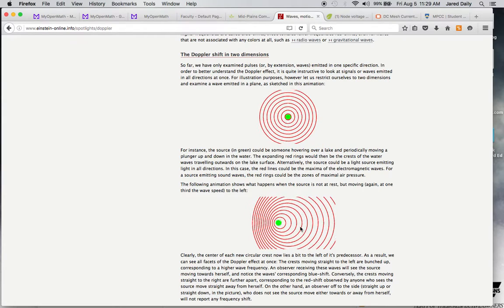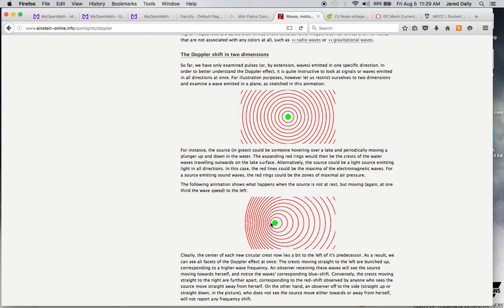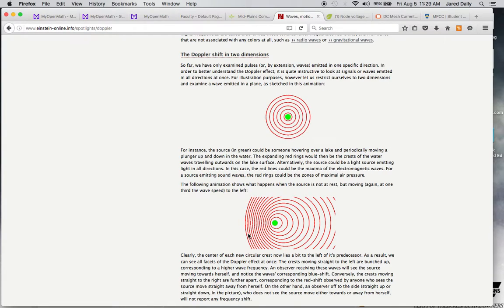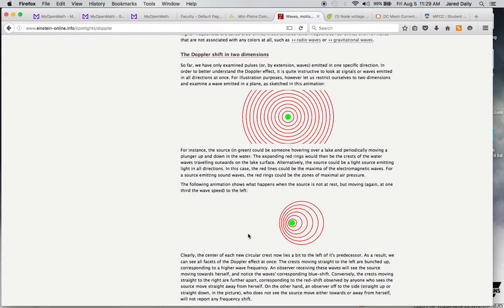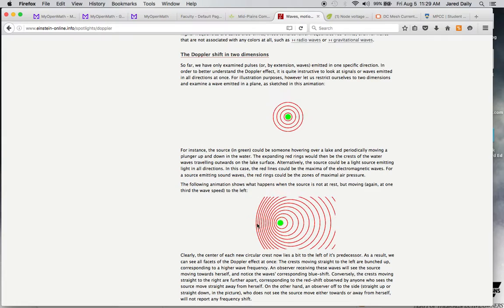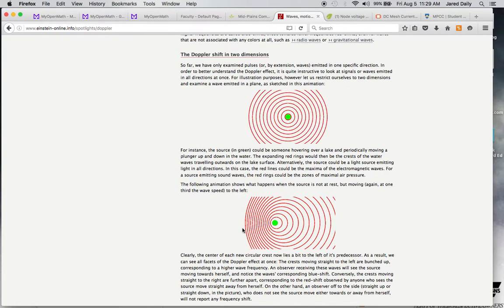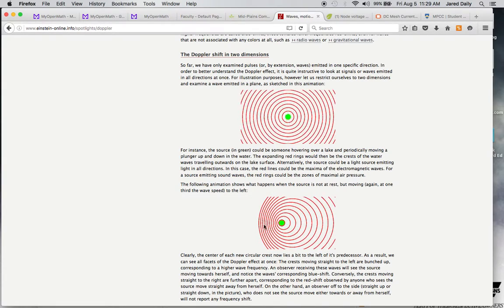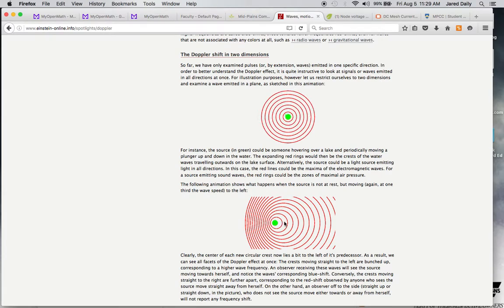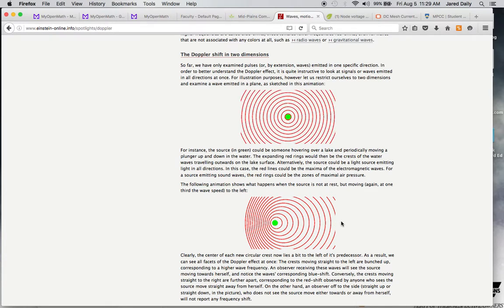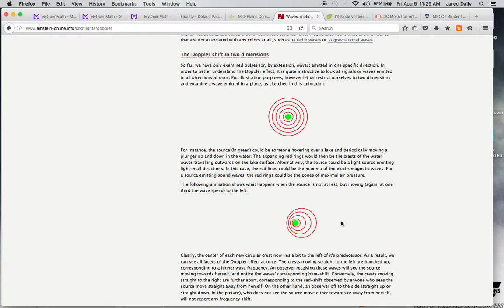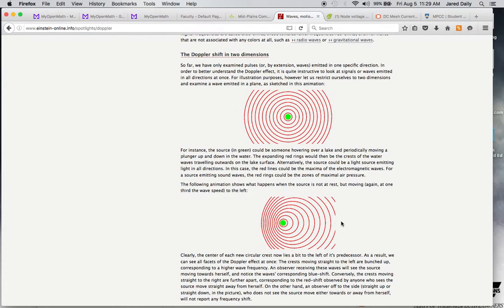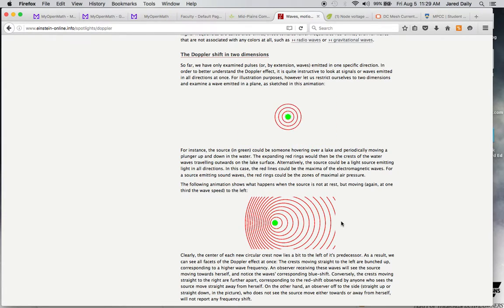As the source starts to move to the left, what happens is that it catches up to the peaks in front of it. It makes the area in front of it have a much shorter distance between the peaks. The distance between the peaks is the wavelength, and that affects the frequency. So the frequency in front of the green dot is higher, and behind the green dot the waves spread out as the source moves further away, so the wavelengths get longer. And the result is a change in the sound, and we've all heard it.